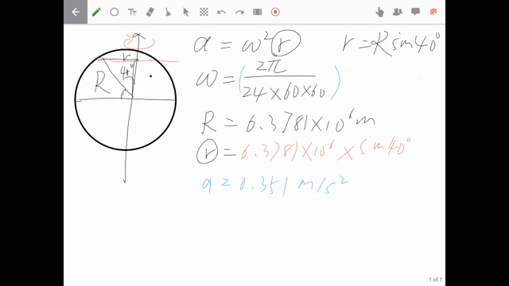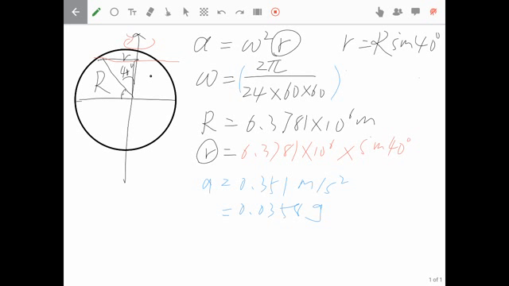Okay, so this is 0.351 divided by 9.8. That's like 0.0358 g. So it's roughly less than 4% of g. So it's very tiny for the centripetal acceleration.